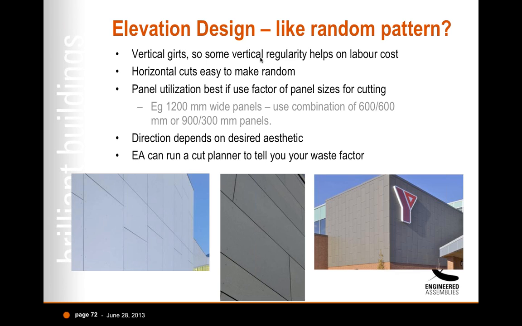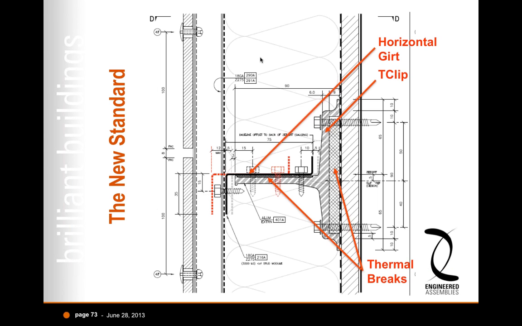And we look at panel utilization. The easiest way is to pick a factor of the overall width or height of a panel and add that up. The direction does depend on your desired aesthetic. And as I mentioned earlier, the ether colored product has a variation in aesthetic and how the light catches it. So it's kind of up to you how you might want to lay it out to get the different looks.